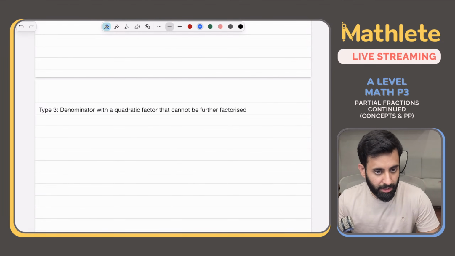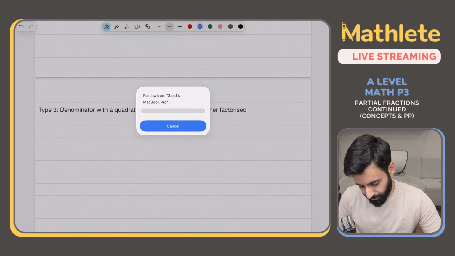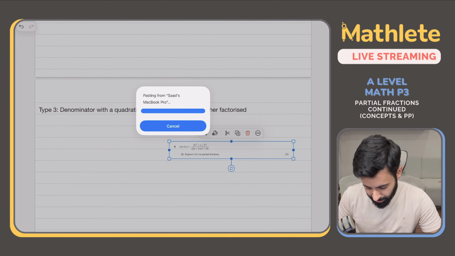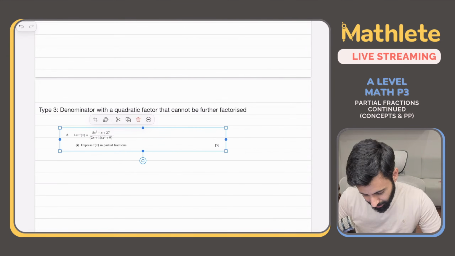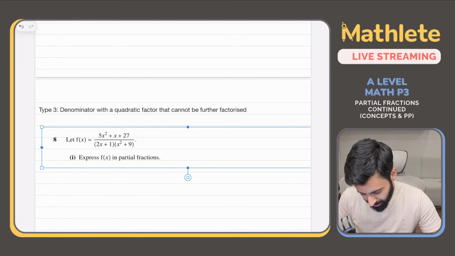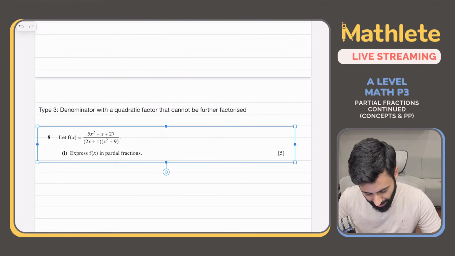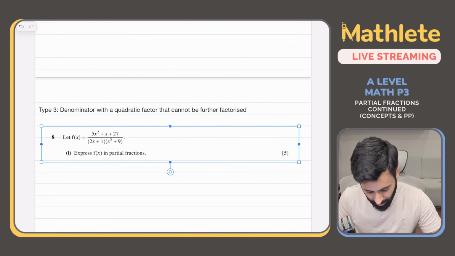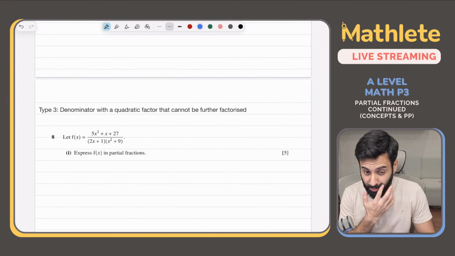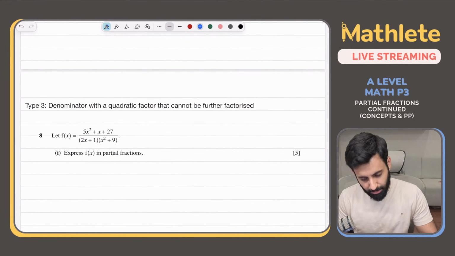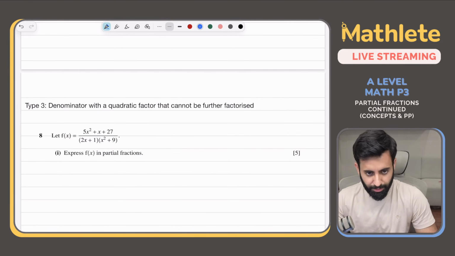Okay. So type 3, like I said, is when a denominator is such that it cannot be further factorized. Okay. Let's look at an example. Suppose we have something like this. This, by the way, is a past paper question only. If you look at this, you can see that the denominator is such that we can't factorize it further. Had it been x squared minus 9, we could have factorized it further, but because it's x squared plus 9, we can't really factorize it further.